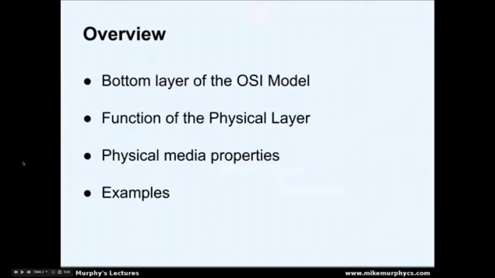Due to the plethora of available hardware technologies with widely varying characteristics, this is perhaps the most complex layer in the OSI architecture. I'm going to discuss the position of the physical layer at the bottom of the OSI model, introduce the functions of the physical layer, talk about some properties of physical media, and give a few examples of physical layers in use.